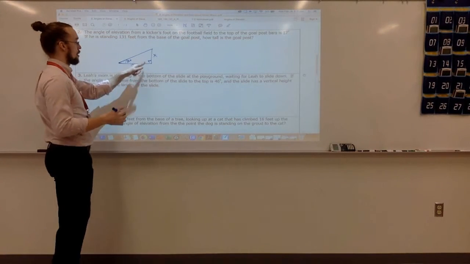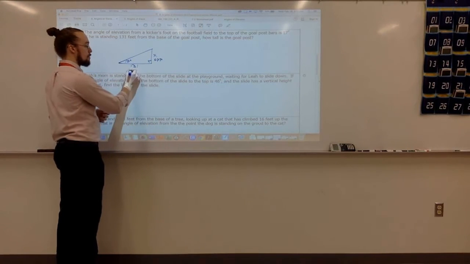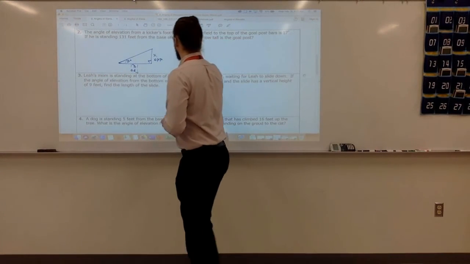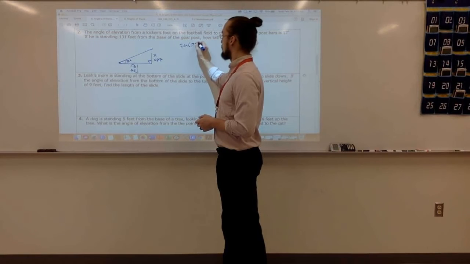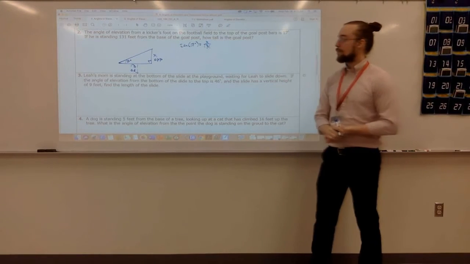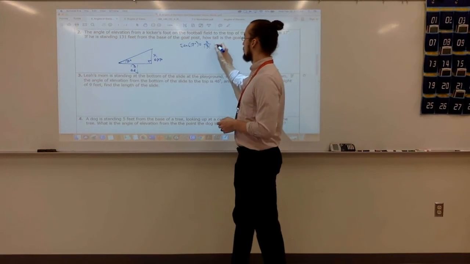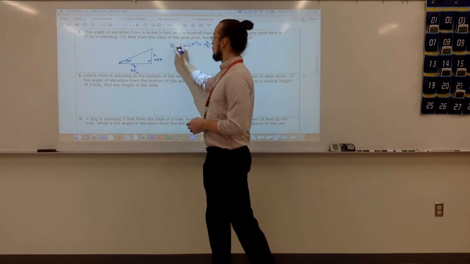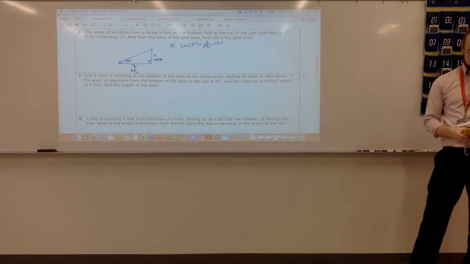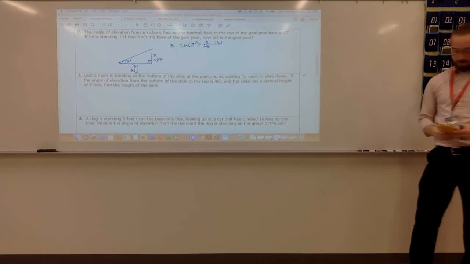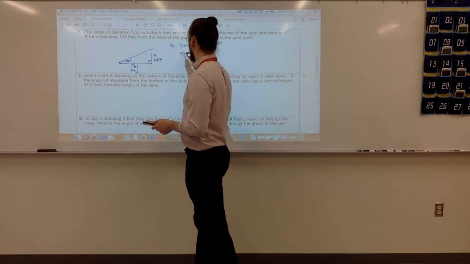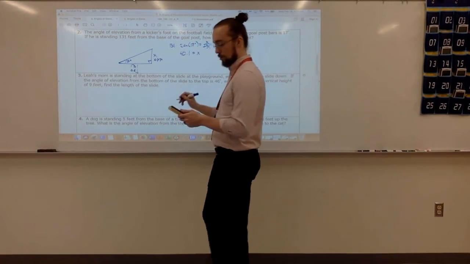So again, we're going to use tangent because I'm dealing with the opposite and the adjacent sides. So our setup would be tangent of 17 degrees equals opposite over adjacent, so x over 131. And to get x by itself, all we need to do is multiply both sides by 131. We can put that into the calculator. We get 40.05. So it would be 40.1 if we round to the nearest tenth.